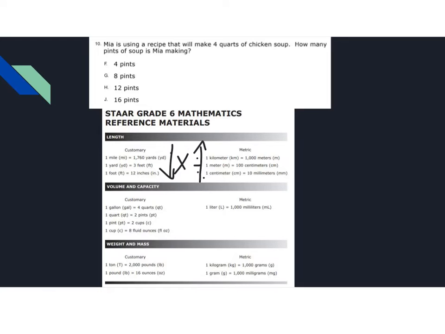Since they're going from quarts to pints, so I have quarts to pints, that means that I'm going to go from the top to the bottom, which is multiplication. So all I have to do is multiply 4 times 2, which gives us 8. So that means there are 8 pints in the soup. So there's 8 pints of soup actually.